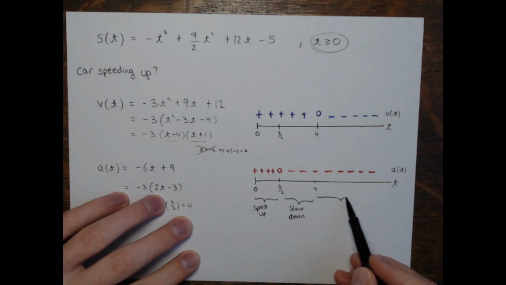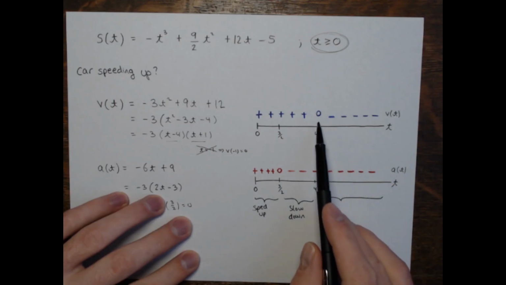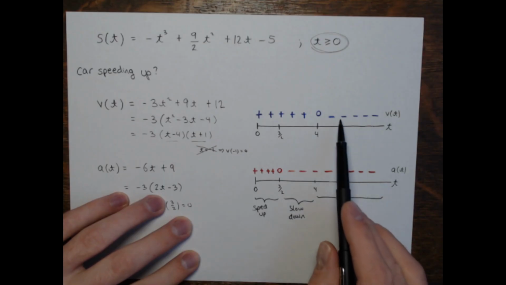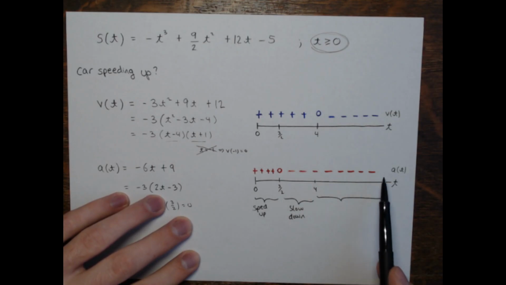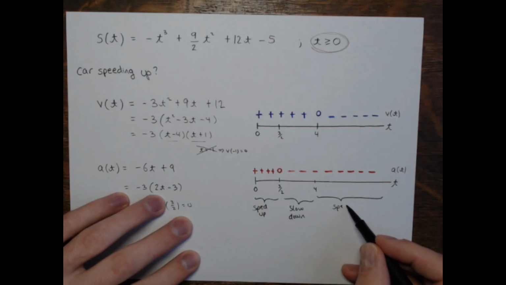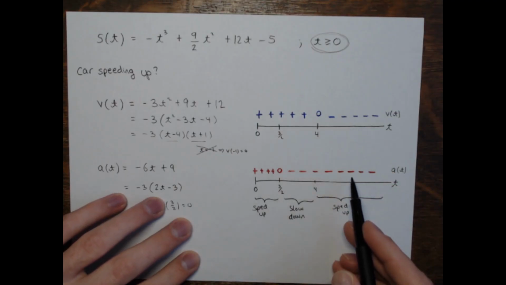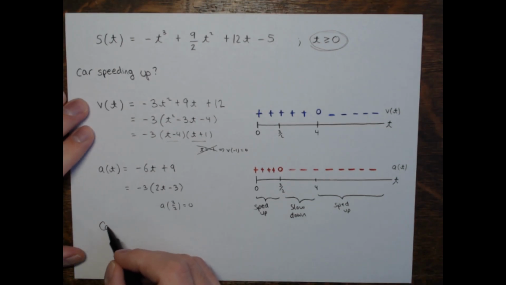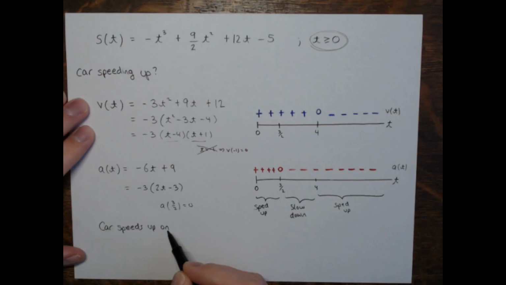But then from 4 seconds onward, at 4 seconds the car stops at rest, and then it starts moving left again, and that's with the wind. The car's moving left, the wind's going left. So it's being sped up again, right? The velocity and acceleration have the same sign. So once again, there are 2 intervals here where the car speeds up on these time intervals. One of them was from 0 to 1.5, or 3/2, seconds.